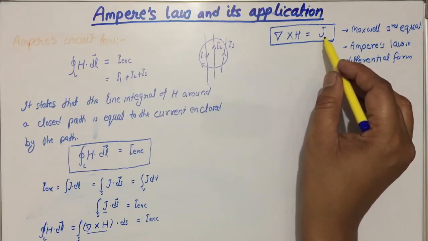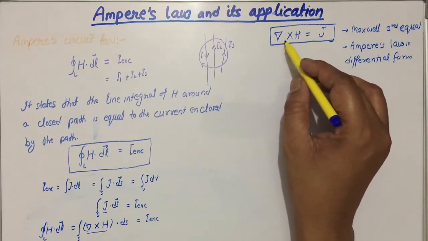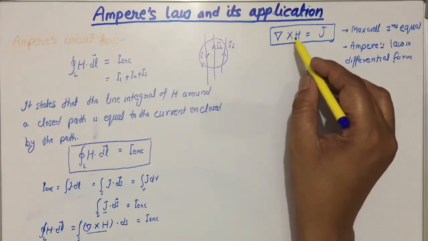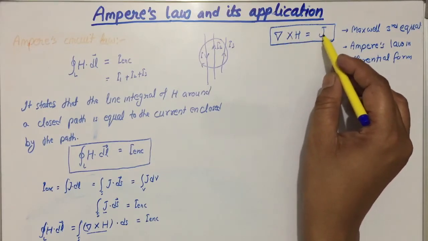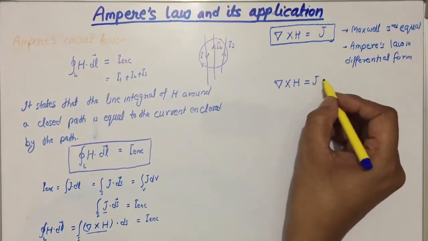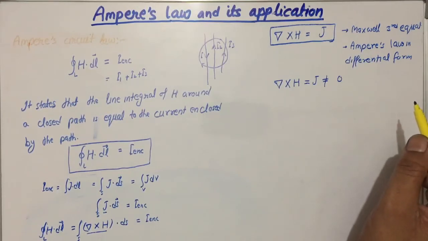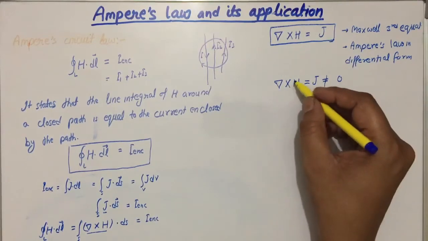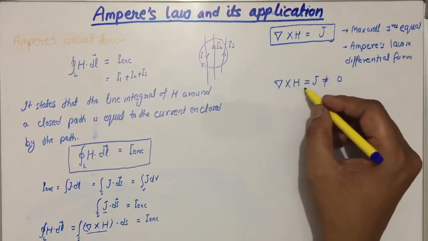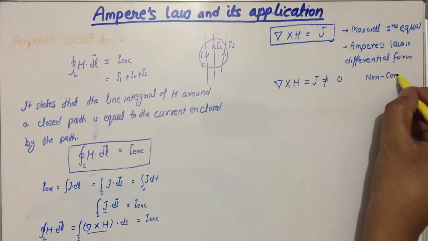From here we have the relationship del cross H is equal to J, the surface current density. We know that the curl of any vector is represented by del cross the vector. If J is not equal to 0, meaning there is current, then the field H is non-conservative, and if it is 0, then the field H is conservative.